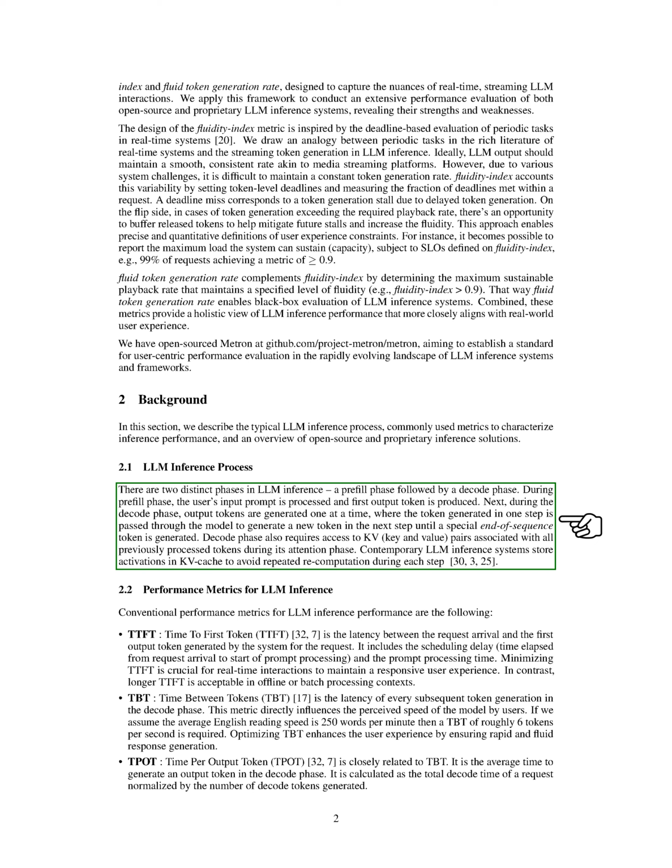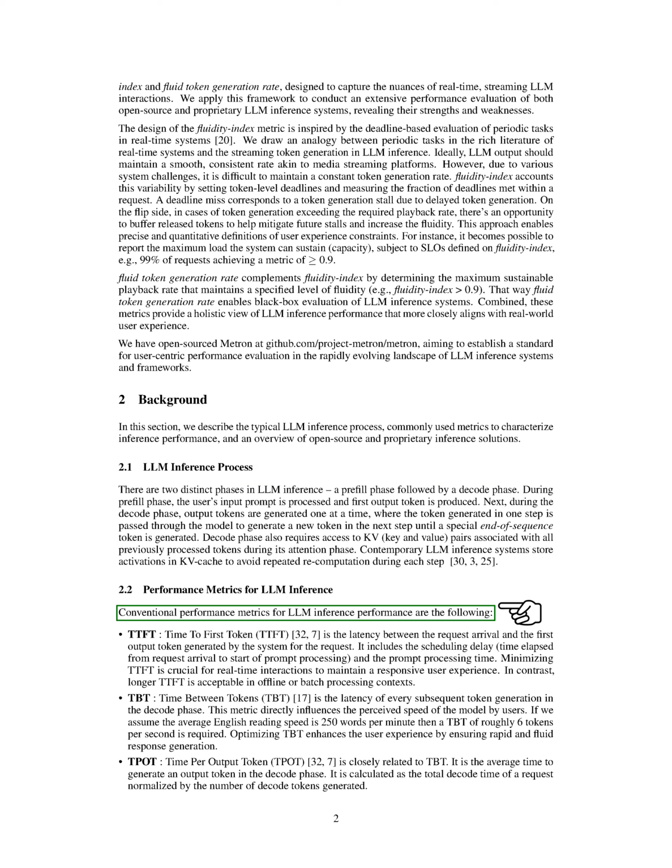The decode phase also requires access to key and value pairs associated with previously processed tokens. The conventional performance metrics for LLM inference include time to first token, TTFT, time between tokens, TBT, time per output token, TPOT, normalized latency, and capacity. TTFT measures the latency from request arrival to the first output token, TBT measures the latency between subsequent token generations, and TPOT calculates the average time to generate an output token.